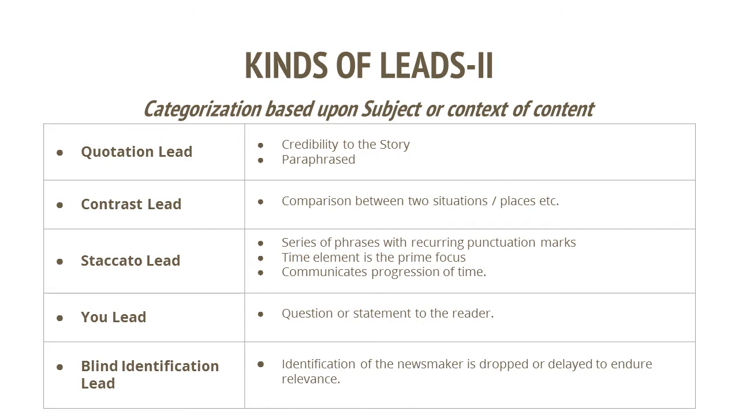U lead addresses the reader directly. It may be written as a question being asked to the reader or a statement that connects with the reader directly. The identification of the newsmaker is dropped or delayed because what has happened to him is of importance even though he is not a well-known person in his community. However, his name is used in the main body of the story. This is done to ensure that the relevance and the news value of the story are not lost.